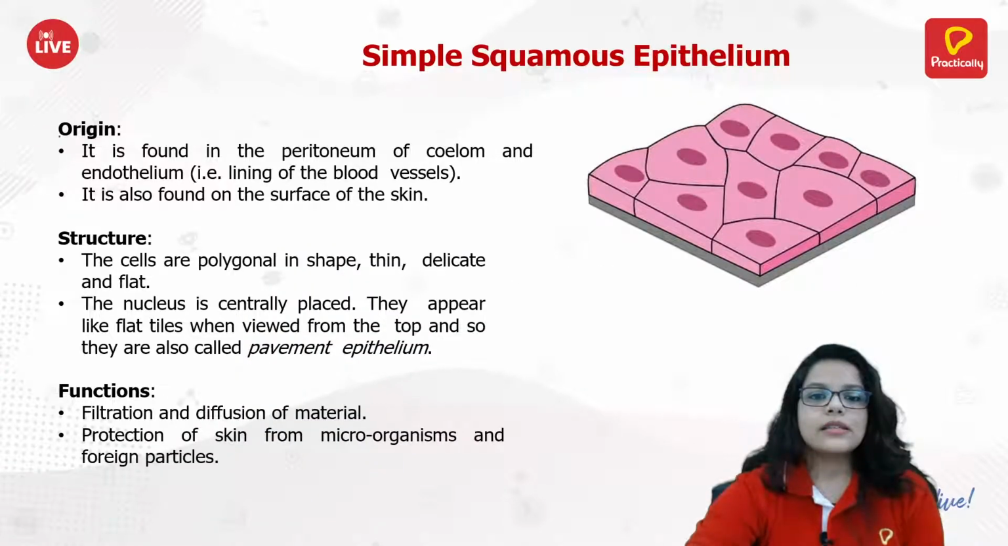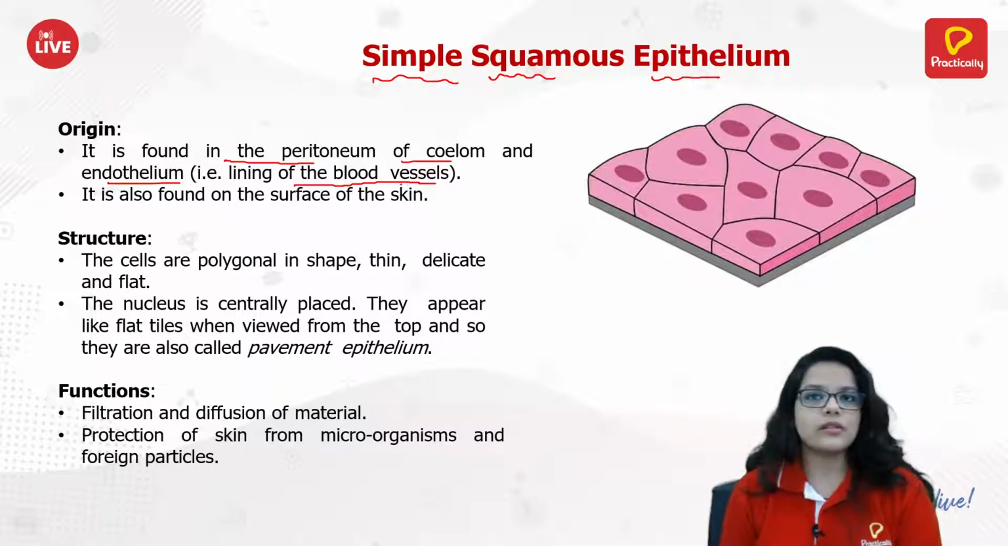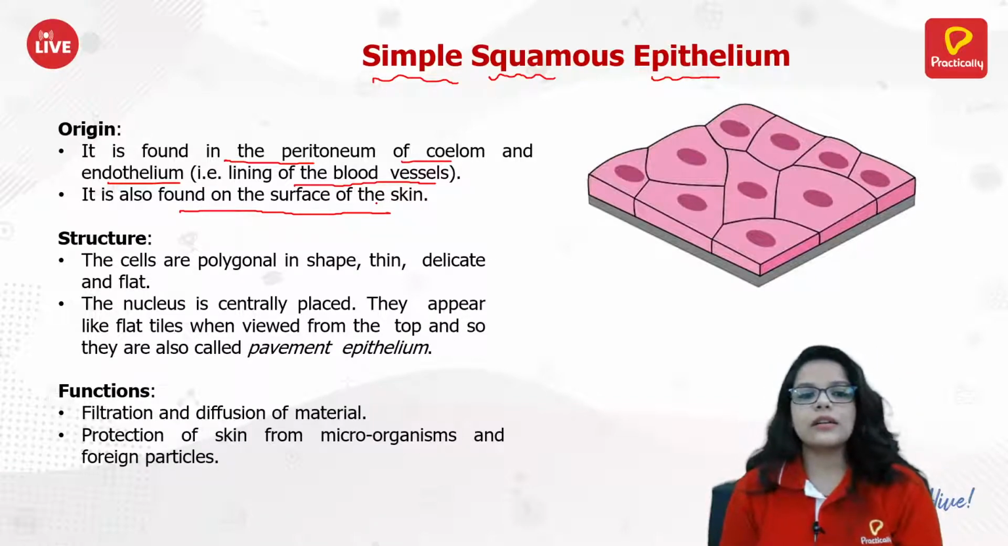So let's see simple squamous. This is the simplest kind of epithelial tissue you can find. It is found in the peritoneum of the coelom and in the endothelium, that is, the lining of the blood vessels, and it is also found on the surface of the skin. This is where it is found.